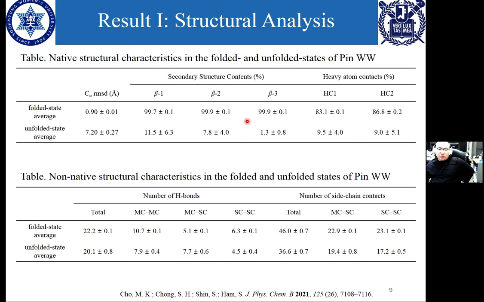Here we show the structural characteristics in the folded and unfolded states. In the upper table, we show the native structural characteristics involving RMSD, secondary structural contents, and heavy atom contacts of hydrophobic clusters. In the lower table, we see the number of hydrogen bonds and side chain contacts.